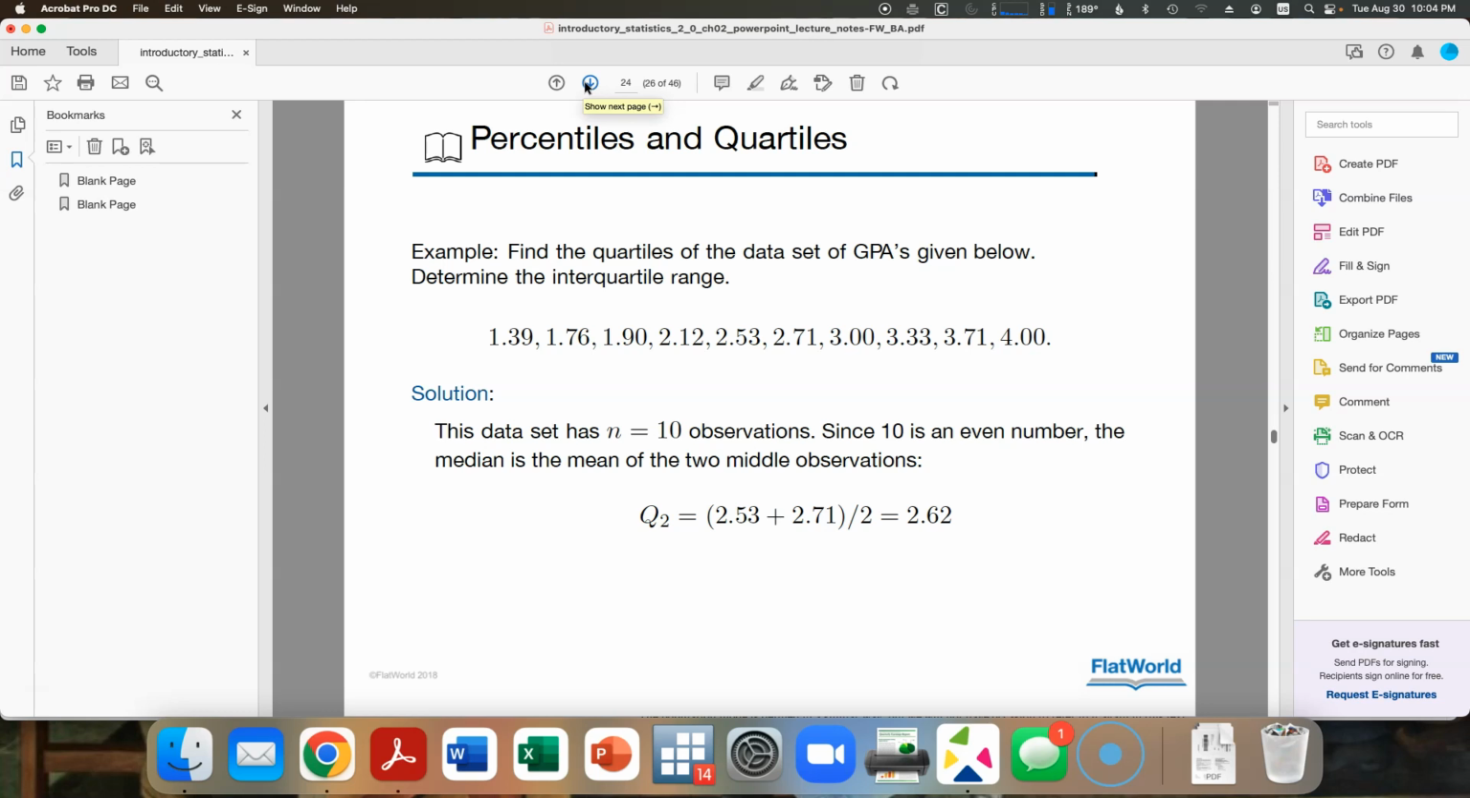If we go back to the data we had looked at, essentially what we would do here again is organize the data from least value to highest value with these 10 observations. Since 10 is an even number, we would take the average of the two middle observations, in this case 2.53 and 2.71. So 2.62 is now our median.